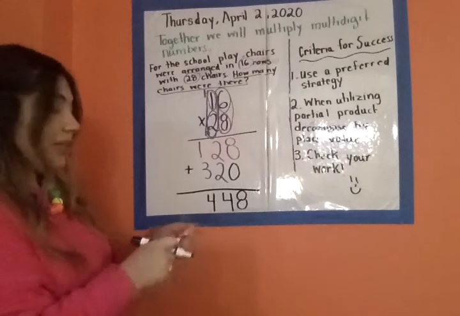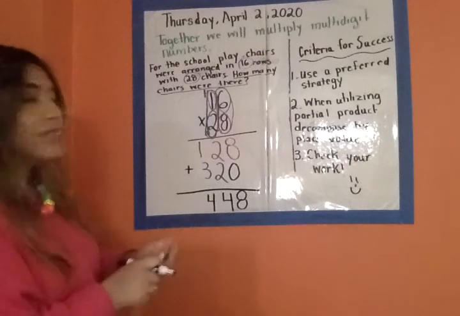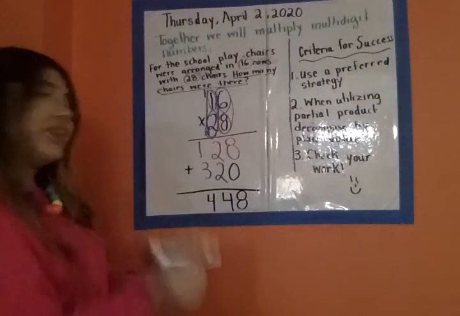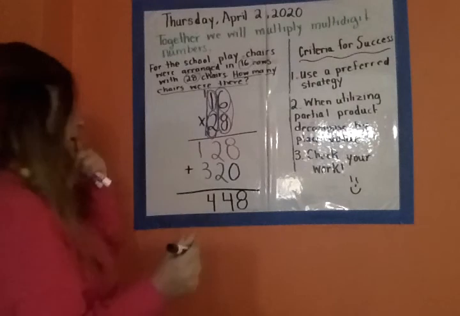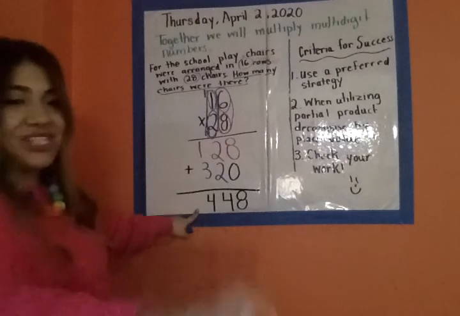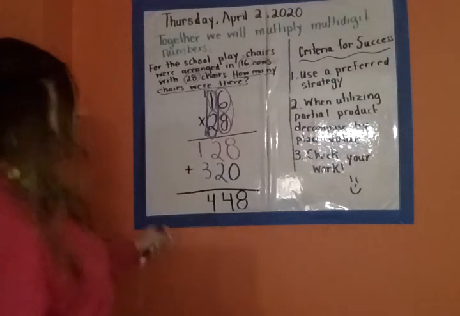Now, you know me, I'm going to push for you to make sure that you always include a statement. Even though you had like a little bit of a blank that said blank chairs, let's just turn it into a statement. How many chairs were there? There were 448 chairs, right? And you can write that out in a sentence.